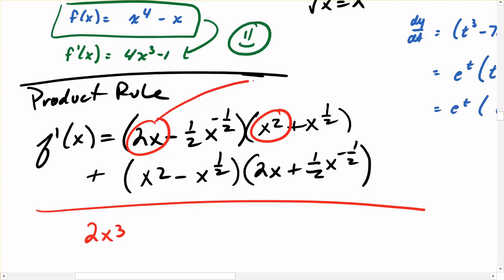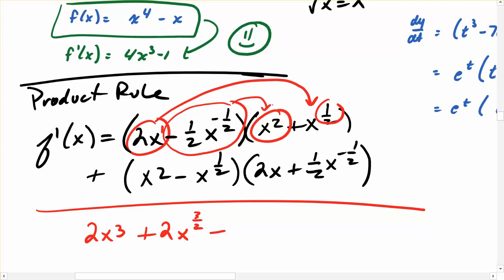Cubed. And then this times this is going to be plus 2x to what power? To the 1 there and to the half. 1.5. And then what's this going to be right here? Minus, you're multiplying here. What's that going to be? Minus 1/2 x to the what? X to the what? 1 and 1/2. You add the powers, kids. 3/2. And then you multiply these together, and what do you get?